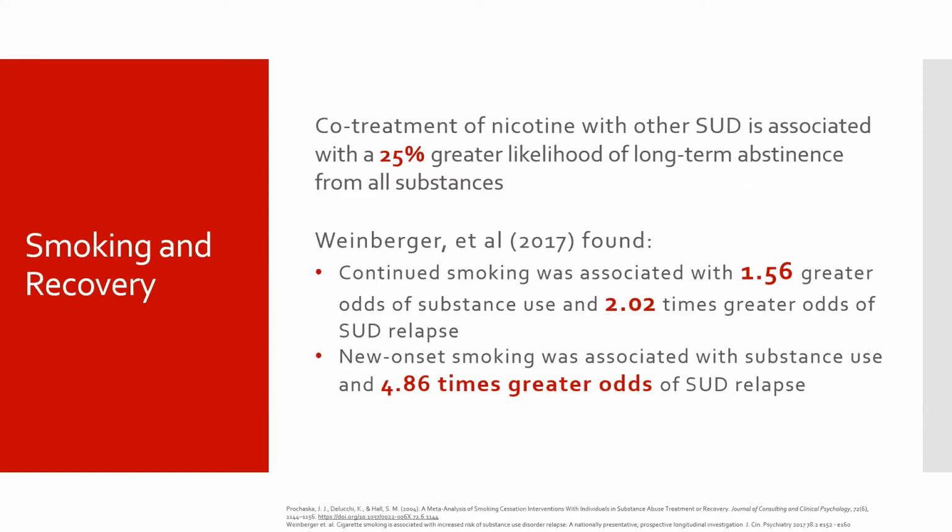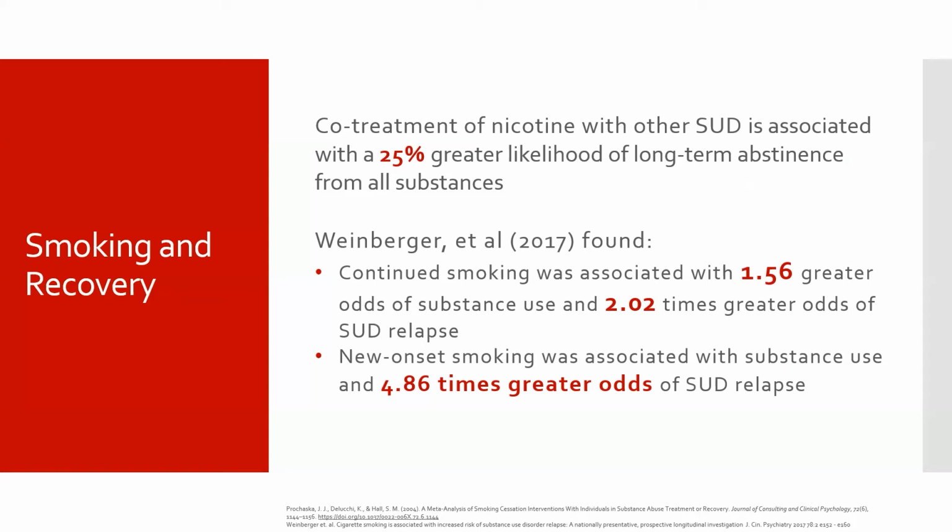And what the evidence shows us is that co-treatment of nicotine with other substance use disorders is associated with a 25% greater likelihood in long-term abstinence from all substances. And from the other side of that, people who continue to smoke are much more likely to relapse to their other substance use disorders and to do so more quickly as well.